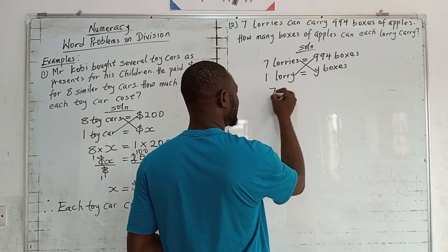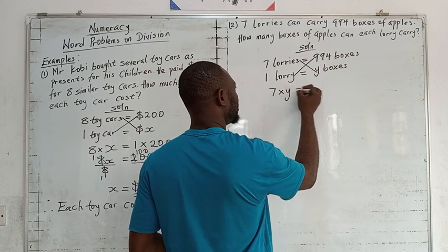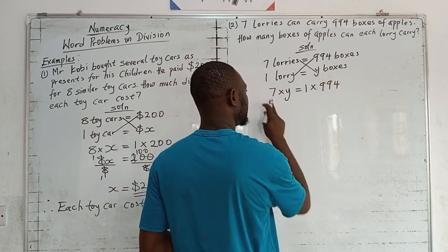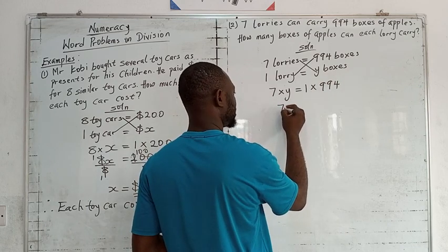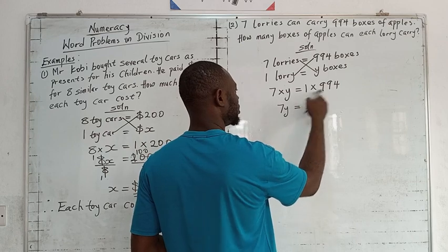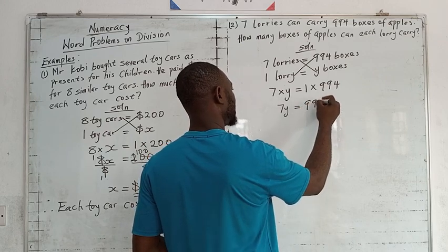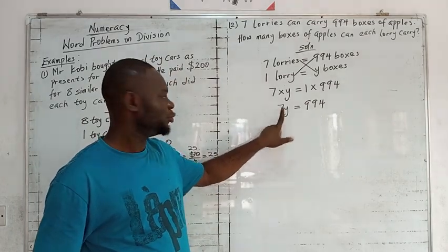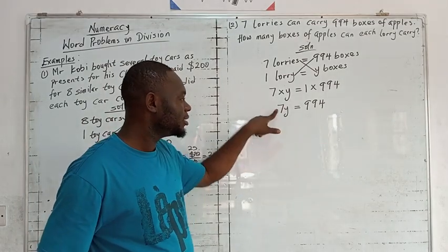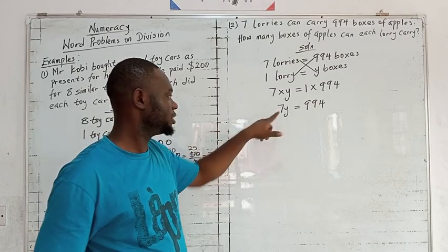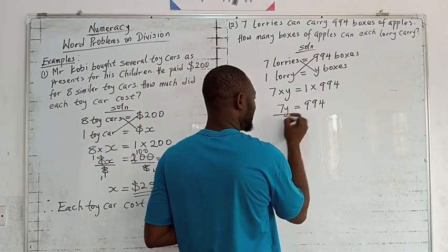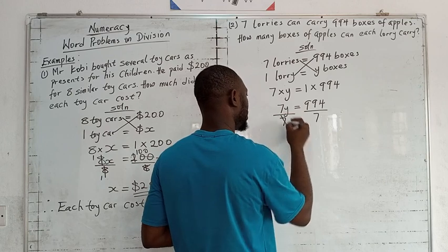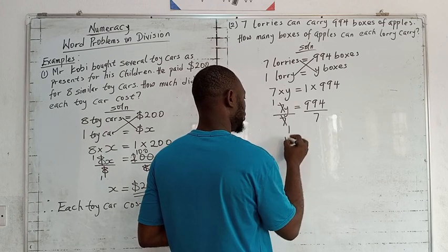Now notice that here we now have 7 times Y equal to 1 times 994. 7 times Y is what? 7Y equal to 1 times 994 is what? 994. What do we do to get Y? We divide both sides by the coefficient of Y, which is 7. So we divide here by 7 and we divide here by 7. 7 here, 1. 7 here, 1. Y remains.